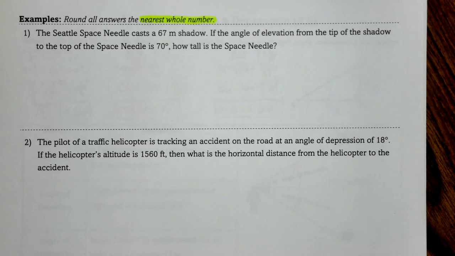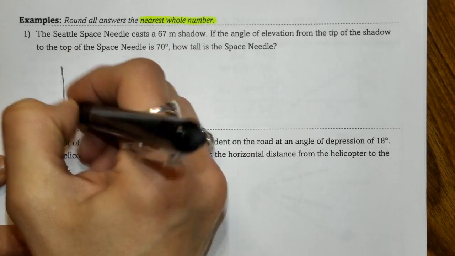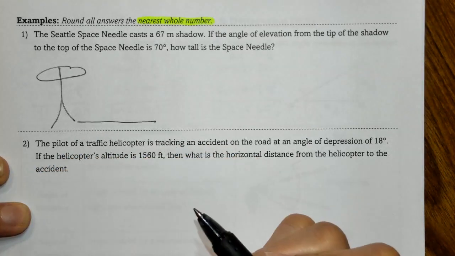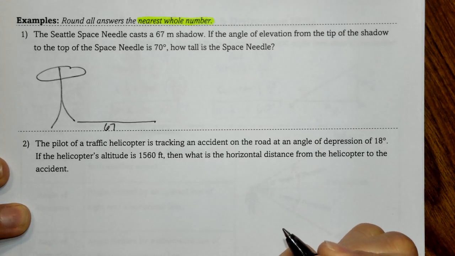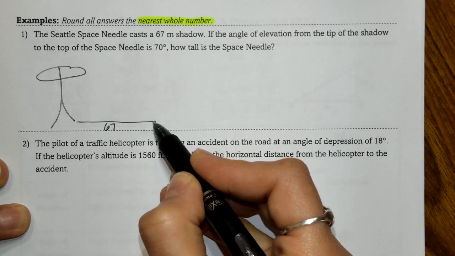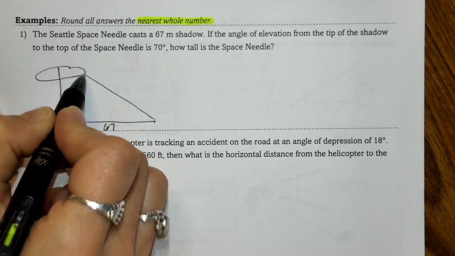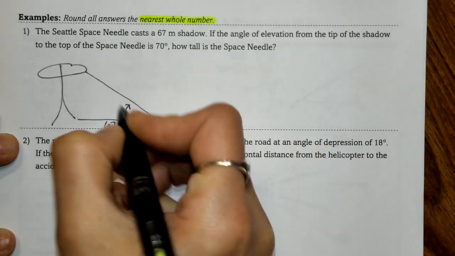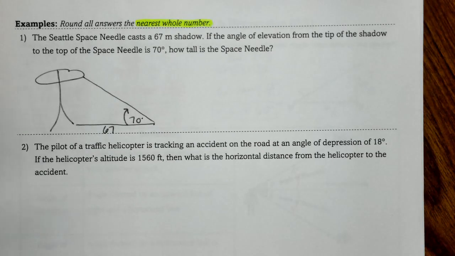We have the Seattle Space Needle is going to cast a 67-meter shadow. So right here, I'm going to go ahead and have my Space Needle, beautiful drawing. Its shadow is going to be on the ground, horizontal, 67 meters. The angle of elevation from the tip of the shadow all the way over here to the top of the Space Needle, so here's our line of sight, the angle of elevation will be right here. It's going to be 70 degrees. We want to know how tall the Space Needle is.